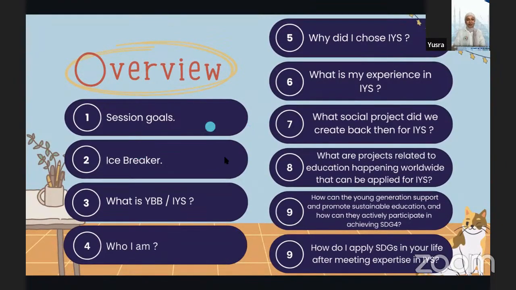Okay, guys, so here we have the overview in general. We're going to share with you the session goals, an icebreaker, and talk about some questions about me, about the project, about some other things about SDGs, of course. So yeah, let's move on.